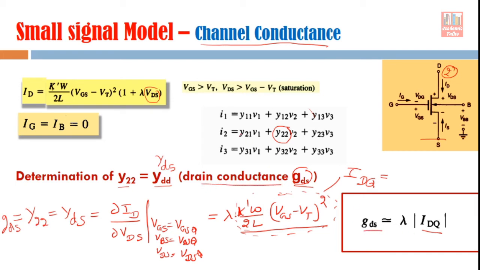So now you know Y21, your transconductance. Y22 you have calculated, that is your channel conductance. And now you have to see the third parameter, Y23. We will see that in the next slide. And remember, Y23 involves the voltage at the third terminal, and the third terminal is our bulk terminal, right? So in order to find Y23, we have to differentiate I2. I2 you know is your ID, which you have to differentiate with respect to VBS.